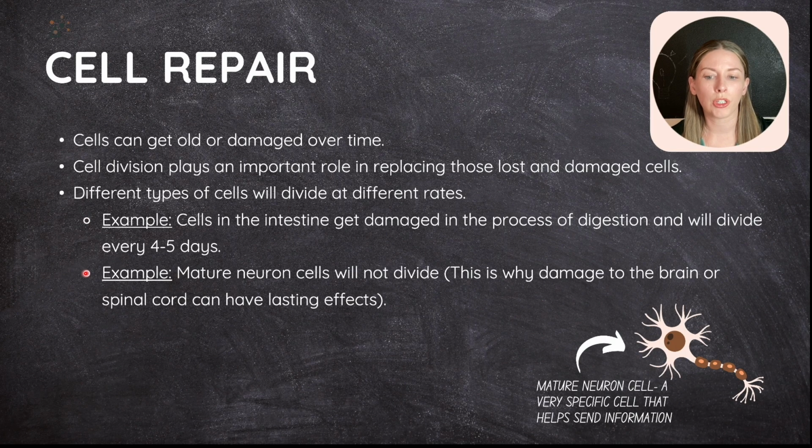But in contrast, mature neuron cells do not divide at all. These specialized cells transmit information throughout the body. And because neurons do not divide, damage to the brain or spinal cord can have long-lasting or permanent effects. And here we have our nice little neuron cell in the corner.